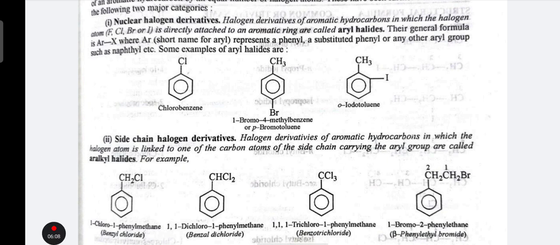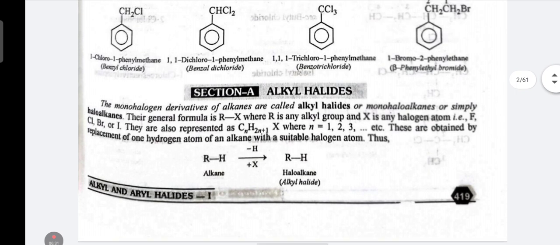Halogen derivatives of aromatic hydrocarbon in which the halogen atom is linked with one of the carbon atoms of the side chain carrying the aryl group are called aralkyl halides. Some examples are here: 1-chloro-1-phenylmethane, 1,1-dichloro-1-phenylmethane, and some more examples are there.